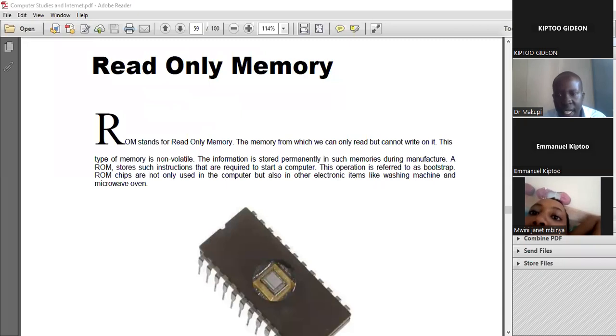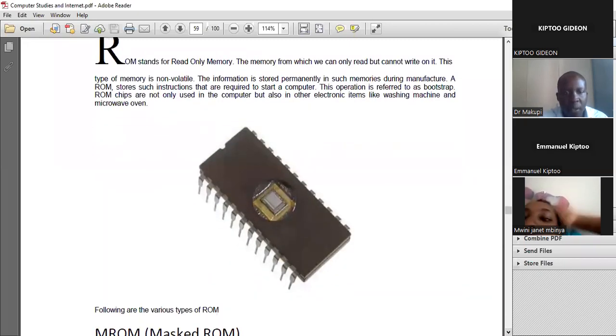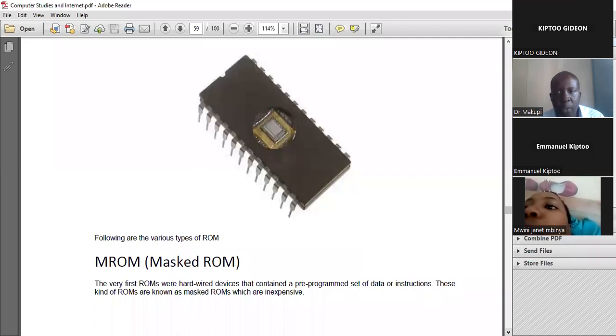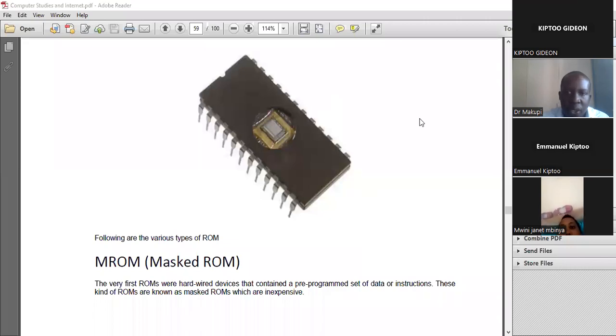So this is the diagrammatic representation, a picture of a ROM chip. That is how it looks. But it's also important for us to appreciate the different types of ROMs that we have. Remember, these ROM chips are normally found also in washing machines, the electric washing machines, the ovens, fridges, and the others. It's very important. So we have a range of types of ROM.